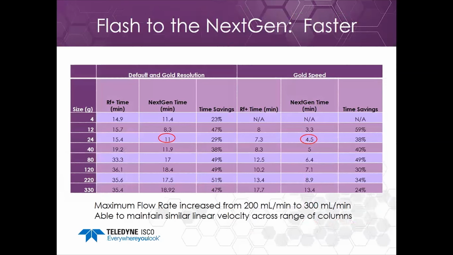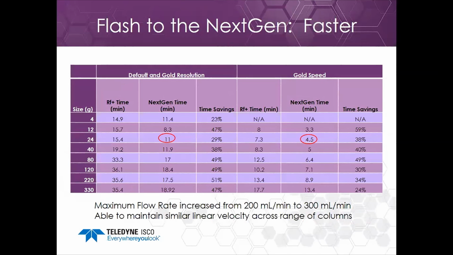Of Combiflash. And on the resolution method, which we'll discuss next, we have time savings of 30%. But across the different column sizes, you can see time savings of up to 50%, and up to 60% using the gold speed method over the previous Combiflash generation. Additionally, we've optimized the methods throughout also, so that these are all going at the same optimal linear velocity.